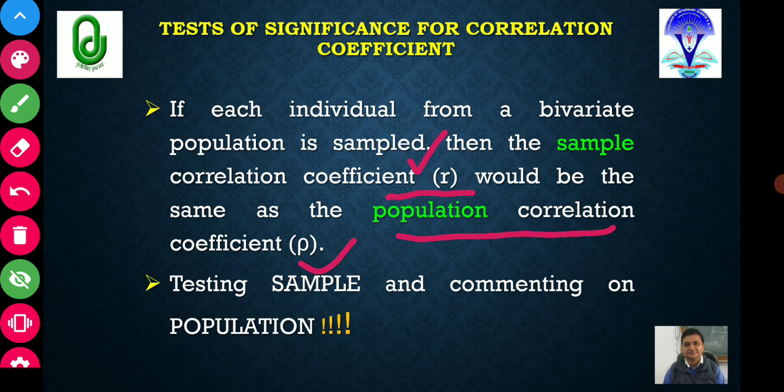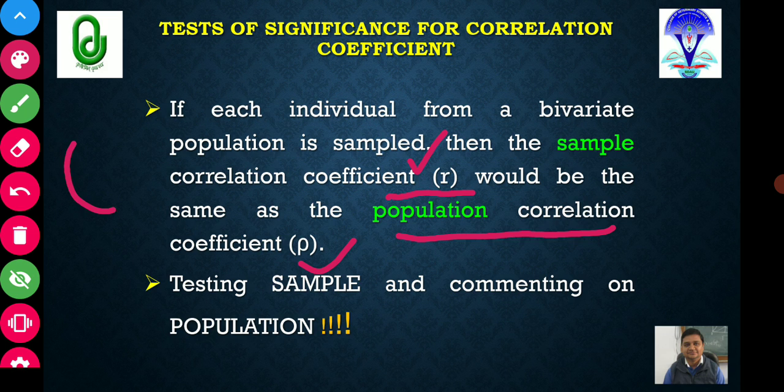Whenever we are testing the significance, you have to hypothesize. You will study test of hypothesis in another lecture. But what you have to hypothesize is that the sample correlation coefficient and the population correlation coefficient are one and the same. But the problem is that whenever you are estimating the correlation coefficient, you are estimating it on a sample, and based on the sample you are telling that whatever you are measuring on the sample is applicable to the population also.